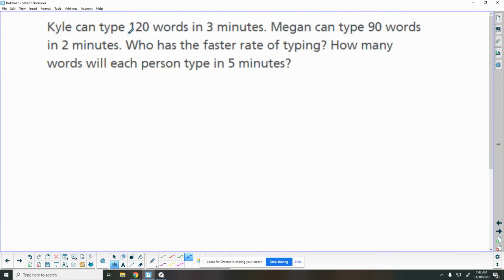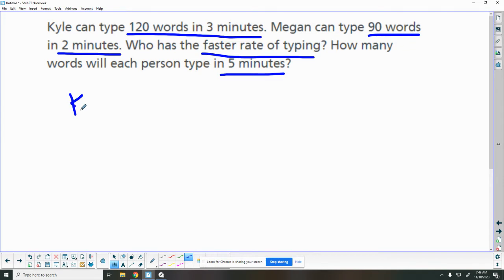So Kyle can type 120 words in 3 minutes. Megan can type 90 words in 2 minutes. So I want to know who is faster and how many words each person can type in 5 minutes.